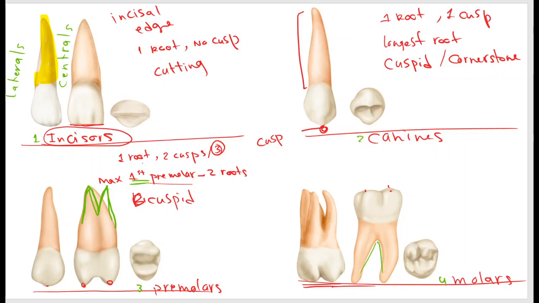Molars, on the other hand, usually have either 2 or 3 roots, right? So 2 roots on the mandibular molars and 3 roots on the maxillary molars, like we said. And usually they have 4 cusps, and sometimes we have 5 cusps, especially with the maxillary first molar. So these are the main things.